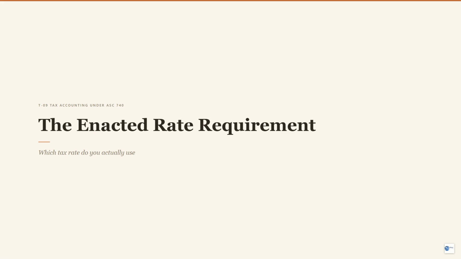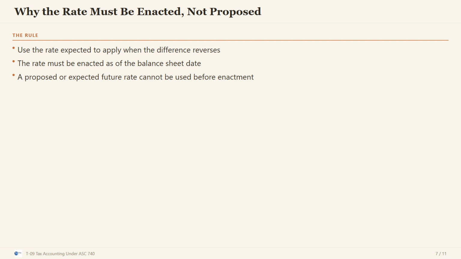So we know how to calculate the difference. But which tax rate do you multiply it by? That is where the enacted rate requirement comes in. ASC 740 is strict on this point. You measure deferred taxes at the tax rate expected to apply when the temporary difference actually reverses, and critically, you use the rate that is already enacted as of the balance sheet date. A rate that Congress is merely discussing, or that has passed one chamber, or that a company expects to happen next year, does not count. Only a signed, enacted rate can be used.